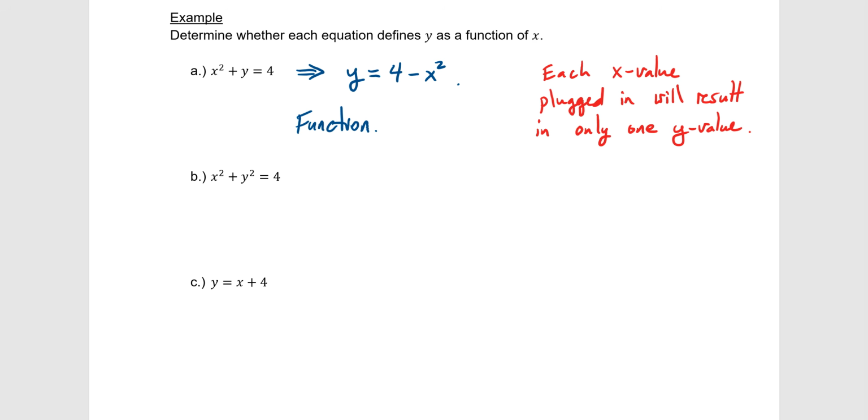In this case, when we plug in an x value, it's only going to result in one y value, which means that this is a function. For example, if we plugged in x equals 2, it would be 4 minus 2 squared, which is 4 minus 4, which is 0. So that gives us out 1 y value.